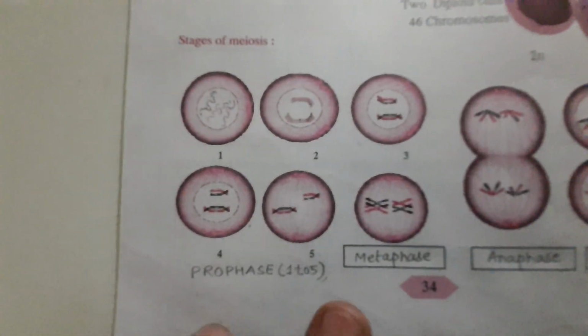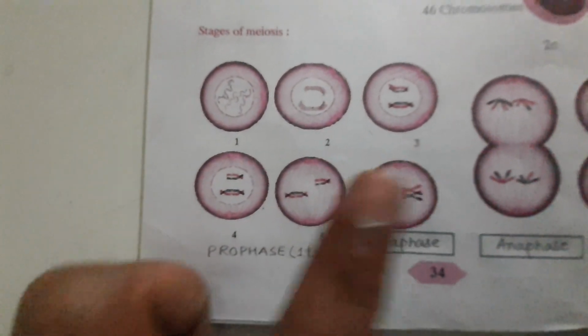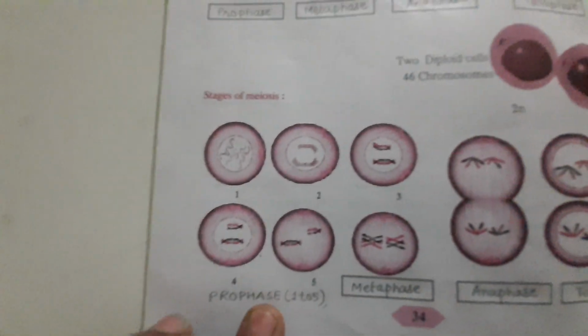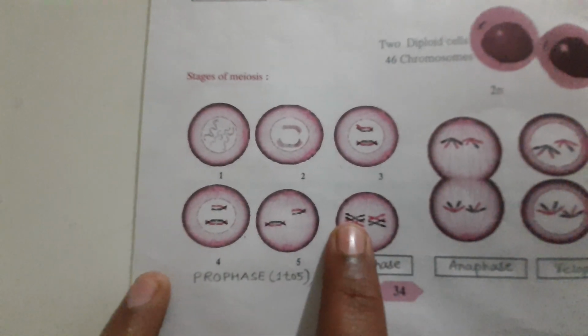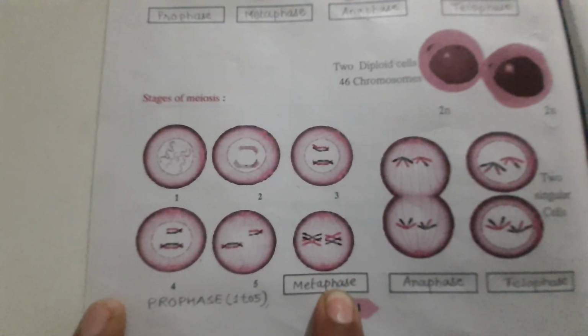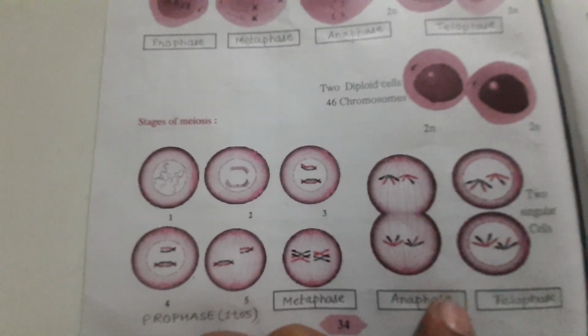Now the stages of meiosis are shown over here. So here 1, 2, 3, 4 and 5, this stage is of prophase. So 1 to 5, followed by metaphase. This diagram is of metaphase, so you have to write metaphase over here. Followed by this is anaphase.